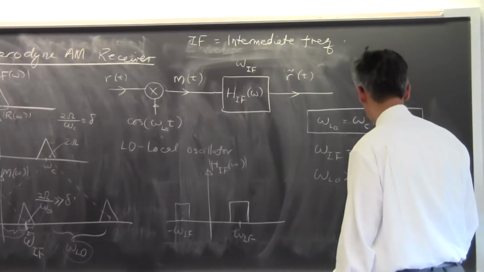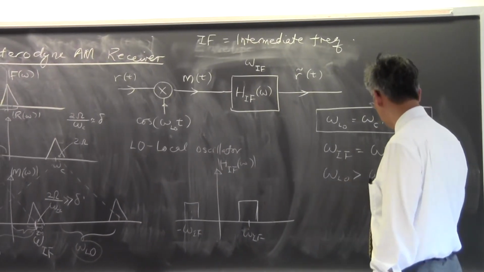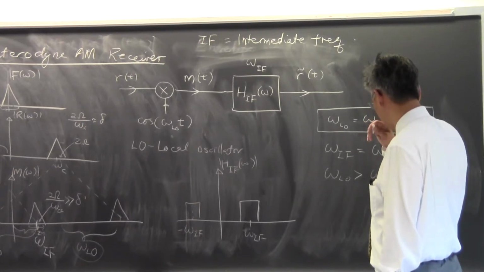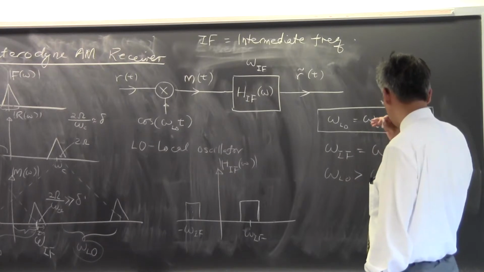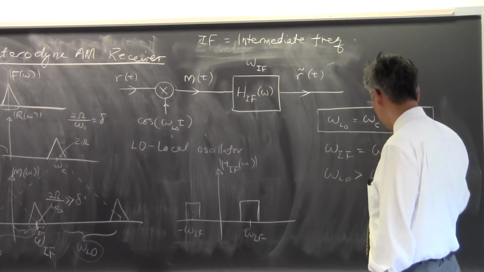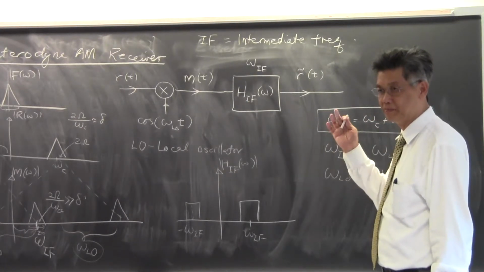Another thing is that if I make omega LO much larger than omega C, it turns out that the range of the omega LO that I need, the dynamic range, is smaller in terms of percentage bandwidth.